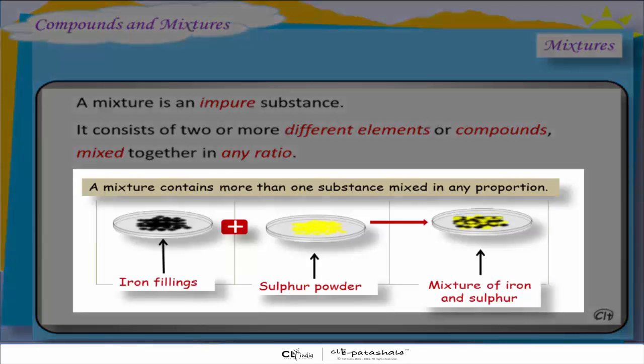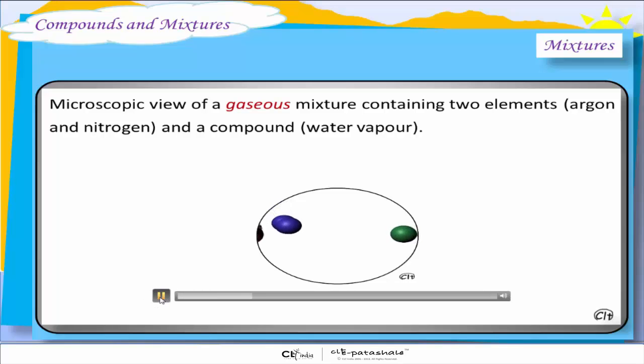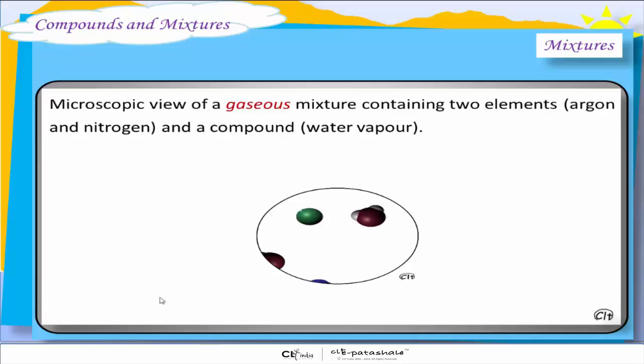Now here in this example we have iron filings and sulfur powder. When we mix both we get a mixture. Microscopic view of a gaseous mixture which contains two elements, that is argon and nitrogen, and a compound, that is water vapor.